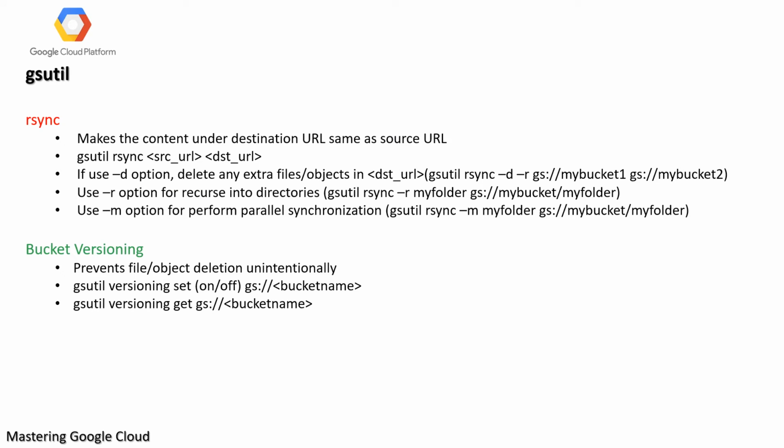The gsutil rsync command makes the contents under the destination URL the same as the source URL by copying the objects or files. You can use the command as gsutil rsync source URL destination URL. If you use the -d option, it will delete any extra files or objects which are in the destination URL but not in the source URL. So this command, gsutil rsync -d -r bucket1 bucket2, will make the contents of bucket2 the same as bucket1 and delete objects in bucket2 that are not in bucket1.